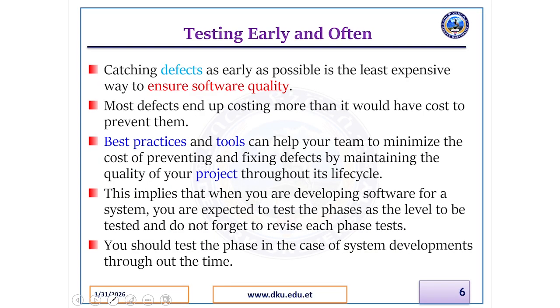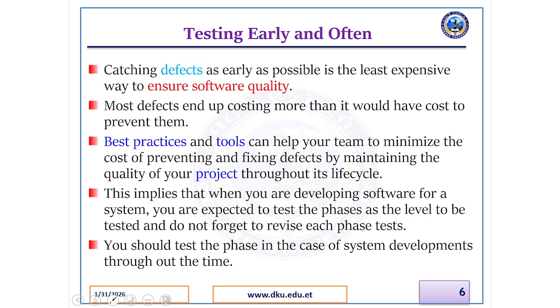Here is an important topic: testing early and often. Catching defects as early as possible is the least expensive way to ensure software quality. Most defects end up costing more than it would have cost to prevent them. Best practices and tools can help your team minimize the cost of preventing and fixing defects by maintaining the quality of your project throughout its life cycle.